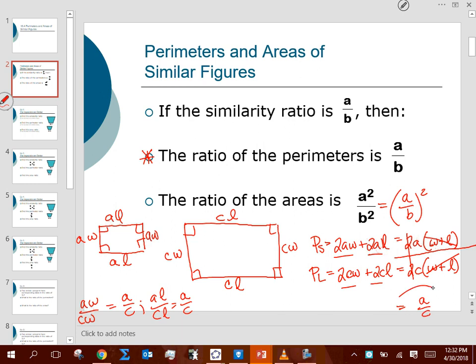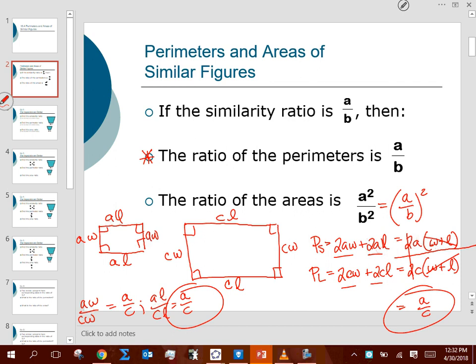A over C. Same thing as the ratio of two individual side lengths, corresponding side lengths, scale factor. Okay? So that's kind of the logic on rectangles. Now you go through the same thing with squares, you go through the same thing with triangles, all that kind of stuff.